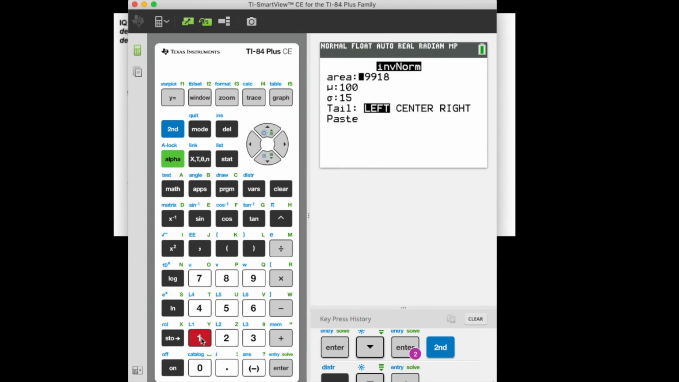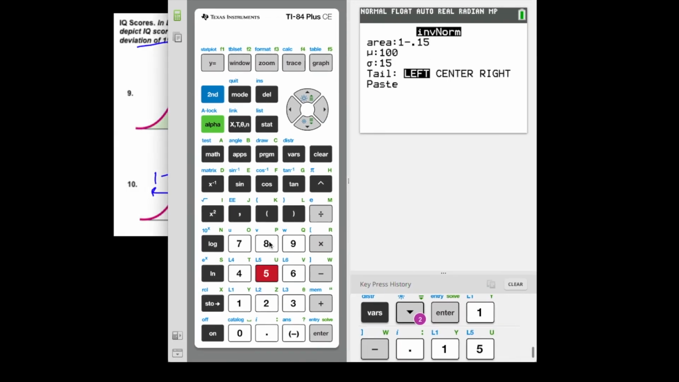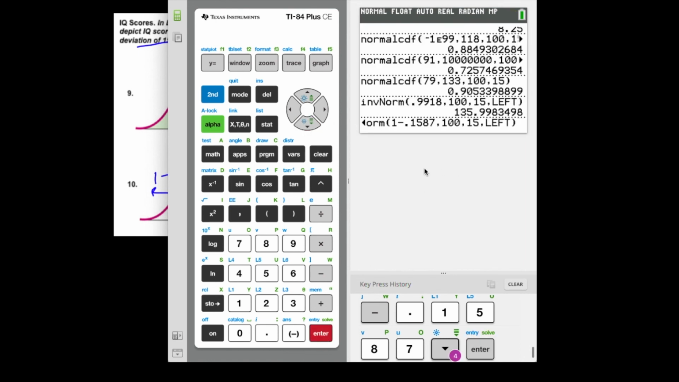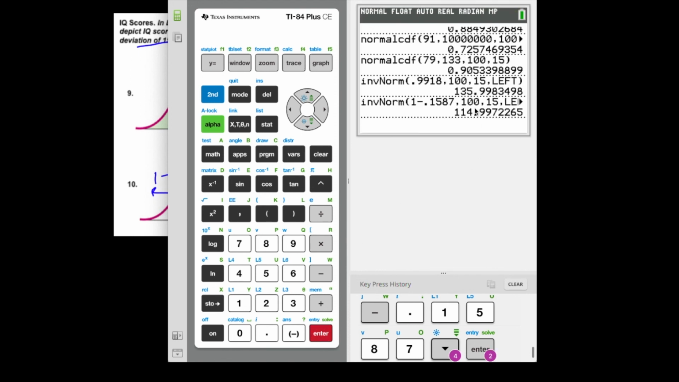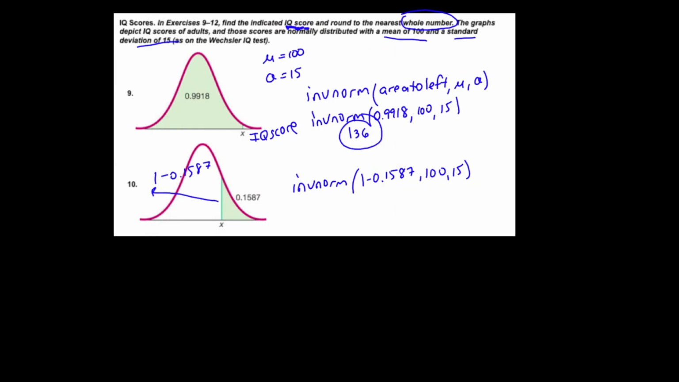Inverse norm, 1 minus 0.1587. The mean was 100, the standard deviation was 15. Always area to the left. Paste, this is what it looks like. If you don't have this calculator, it doesn't have this part. Enter. So rounding to the nearest whole number, 115. So the IQ score that has 15.87% of the other IQ scores above it is 115.